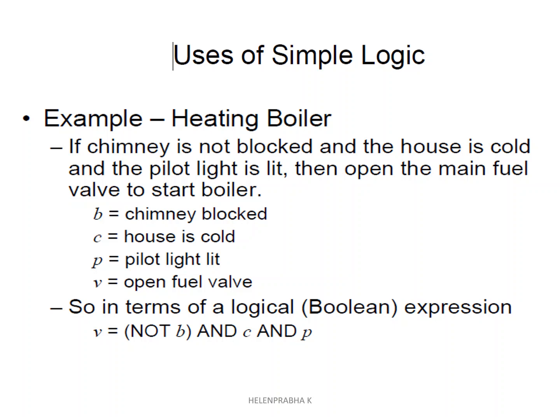So we can take it as B is chimney blocked, C is house is cold, and P is pilot light lit. V is the open fuel valve. So the given statement is: if the chimney is not blocked and the house is cold and the pilot light is lit, then open the main fuel valve to start the boiler.